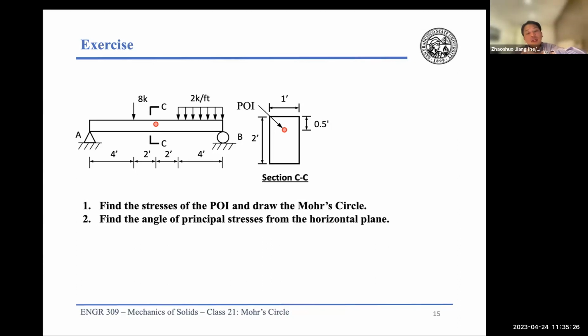Now I'll give you 10 minutes to give me a try, and then we're going to look at this together, okay? Now it's 11:35, so at 11:45, we are going to look at this problem, the solution, together.